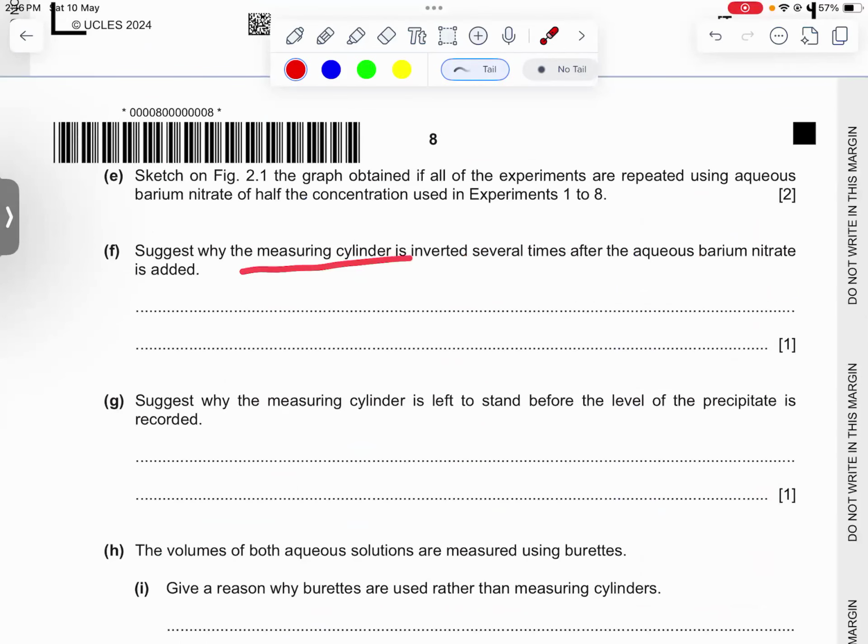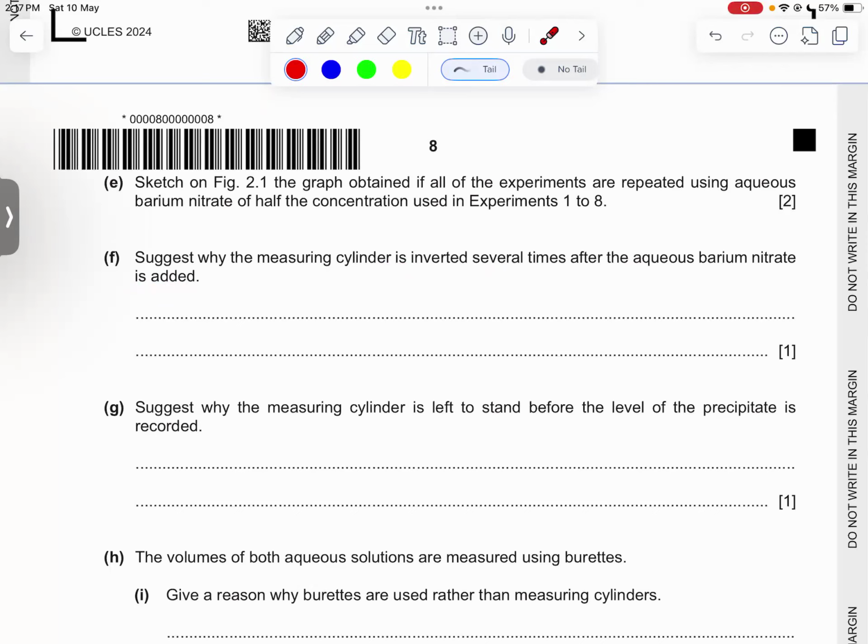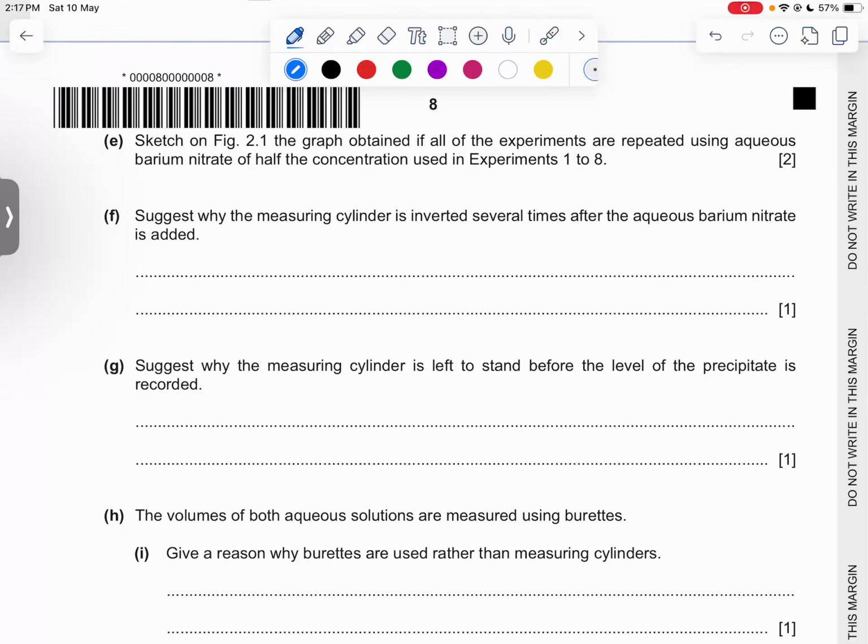Next, suggest why the measuring cylinder is inverted several times after the aqueous barium nitrate is added. Why is it inverted several times? We're trying to mix it up so that the precipitate completely settles as well. We want to settle the precipitates so that we can measure their level. Any precipitates stuck on the sides above the precipitates that are formed will fall down and be collected at the bottom. And all the liquid will be removed from between the precipitates as well.